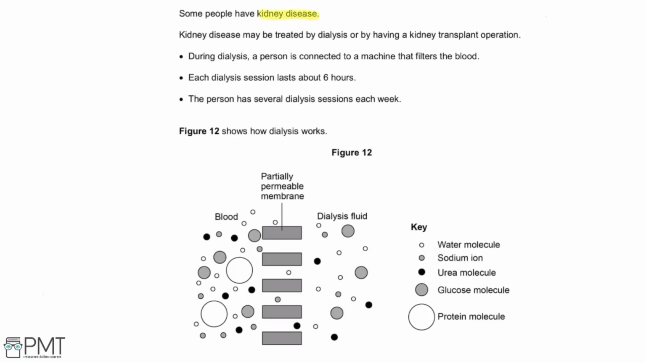Some people have kidney disease. Kidney disease may be treated by dialysis or by having a kidney transplant operation. During dialysis, a person is connected to a machine that filters the blood. Each dialysis session lasts about 6 hours, and the person has several dialysis sessions each week. Figure 12 shows how dialysis works. So here we have figure 12. We have a partially permeable membrane, and on the left is blood, and on the right is dialysis fluid. We also have a key which tells us what all of the little circles are representing.